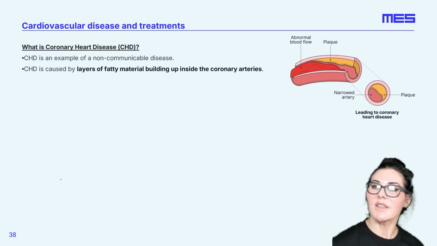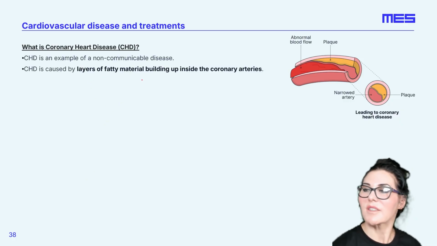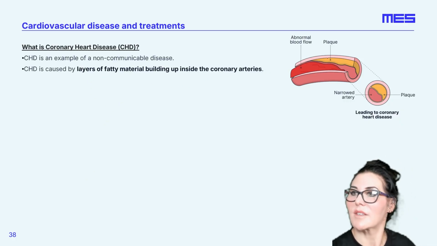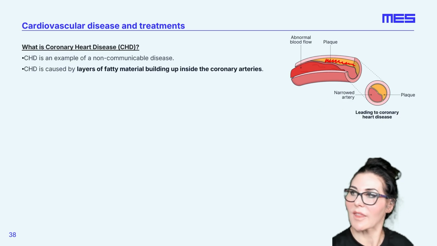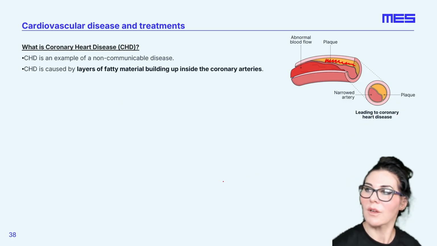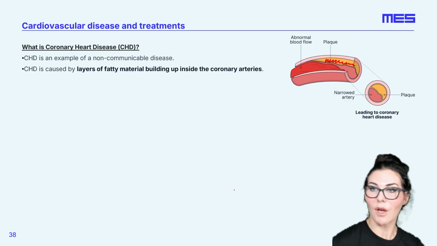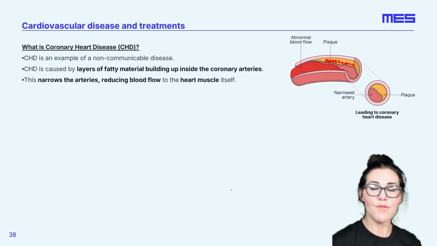Now, what happens in CHD, you can see this in my diagram, is that layers of fatty material start to build up inside the coronary artery walls. We can see this yellowy plaque forming. And if we do a cross section, that causes a narrowing of the lumen through which the blood is trying to flow. If the lumen gets narrowed, the artery gets narrowed, then the blood flow is reduced.